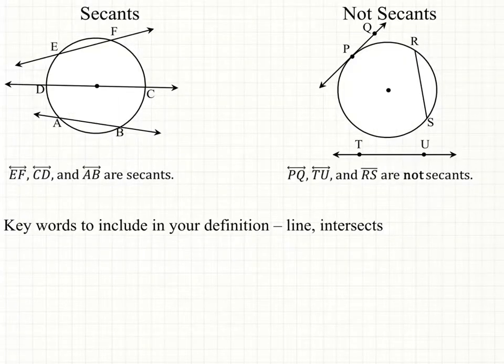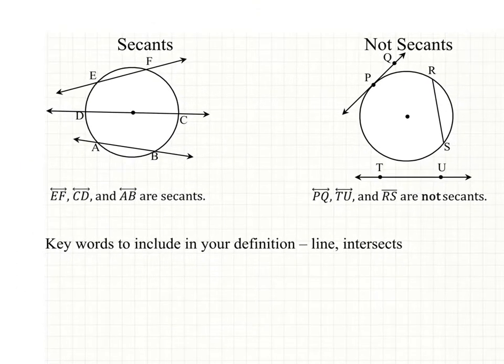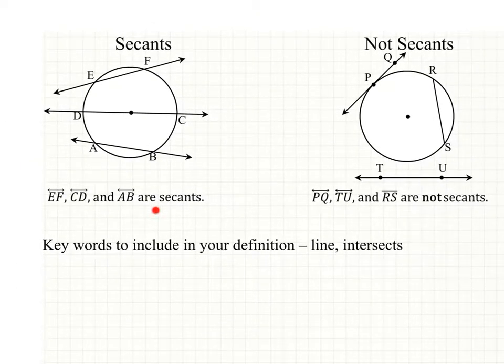Let's move on to the next slide. What are secants? Again, these are examples of secants, and these are examples of what secants are not. So try to use these keywords, line and intersect, to come up with a definition for a secant. Discuss that with your shoulder partner, so please pause the video. So secants are lines that intersect the circle in 2 different points. So a secant is a line, whereas a chord is a segment.